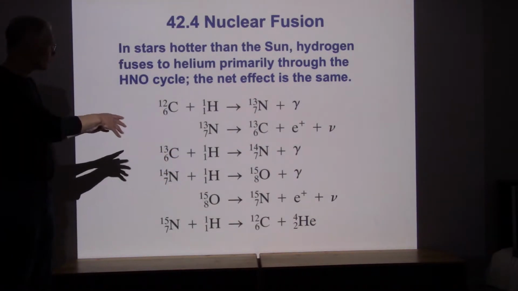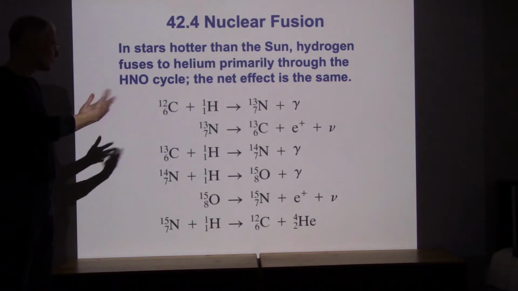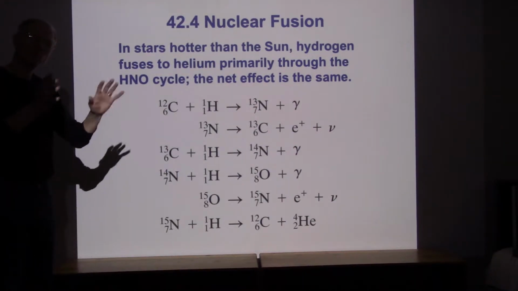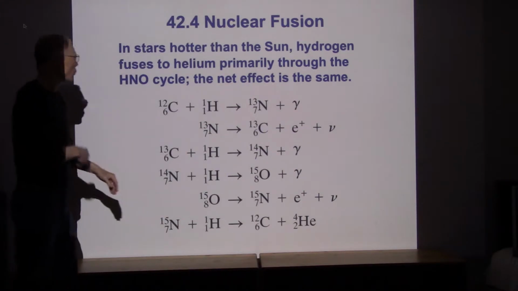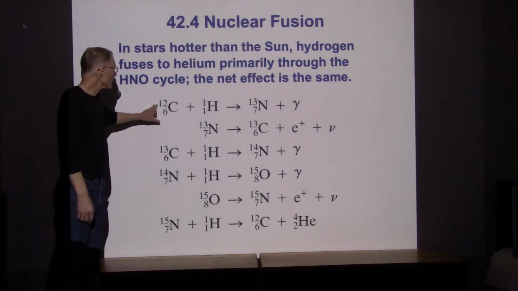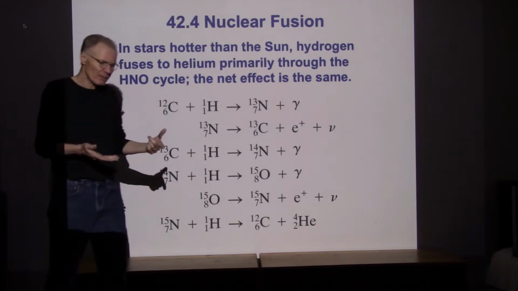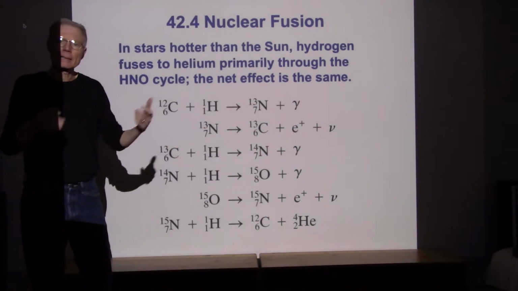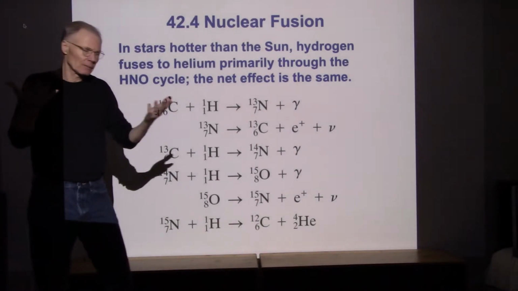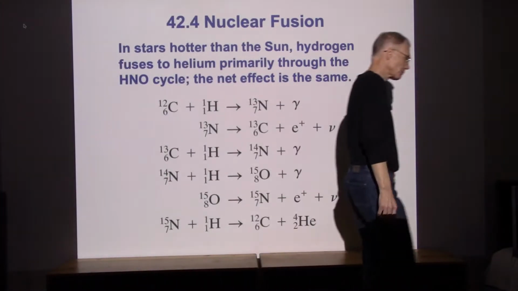The end net effect of all this is still the generation of helium. So we're not yet at the step where we're producing large amounts of the carbon, oxygen, and nitrogen. They're just behaving kind of like a catalyst. It gets produced in the reaction, but then it gets used up in a subsequent step.